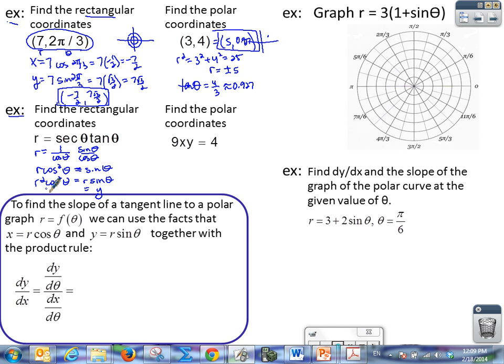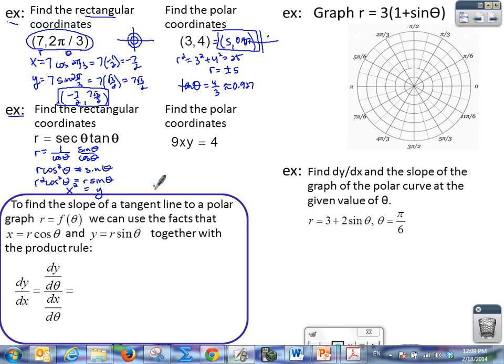And what I would like for you to do is think of r squared cosine squared as r cosine times r cosine. We know with exponential rules we are allowed to do that. So r cosine times r cosine, we know r cosine is x, so x times x would give us an x squared. And that would be our equation.